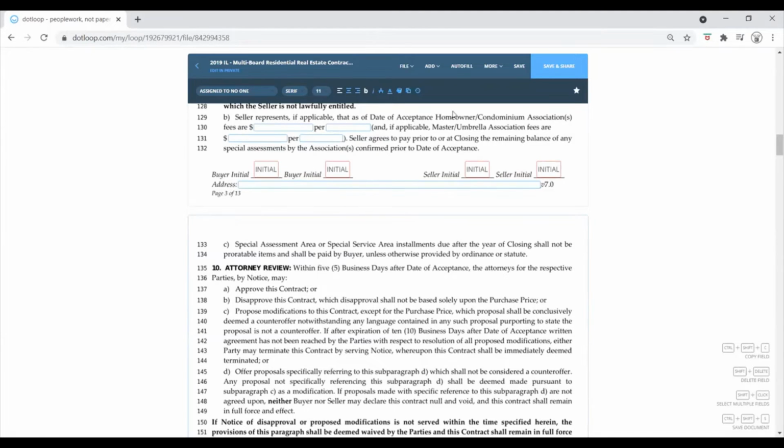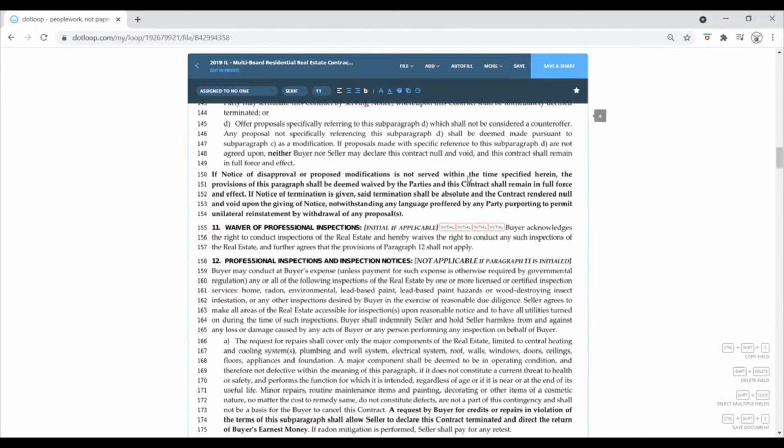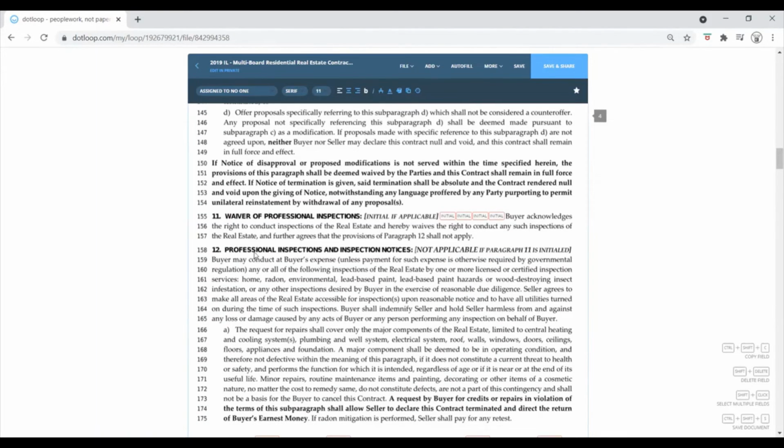This is talking about if there is an association. So if it's a condo or a townhome and there's association fees, you'd fill those out there. This is stating that attorney reviews within 5 days of acceptance. Same for inspections on number 12.